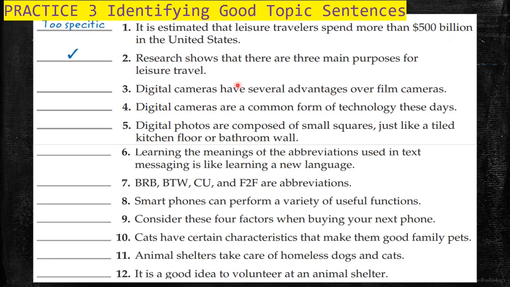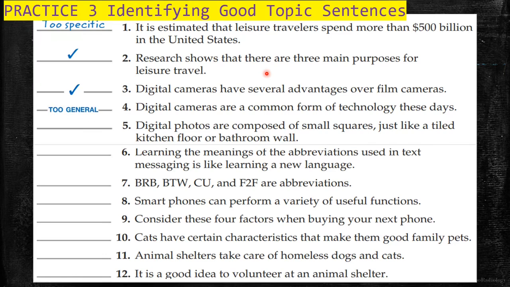Number 2, research shows that there are 3 main purposes for leisure travel. Purpose 1, Purpose 2, Purpose 3, and then we have a conclusion. So it's good. Number 3, digital cameras have several advantages over film cameras. Well, it's good. We're going to talk about some of the advantages that digital cameras have over film cameras. It is good. The next one, digital cameras are a common form of technology these days. For me, it's too general.